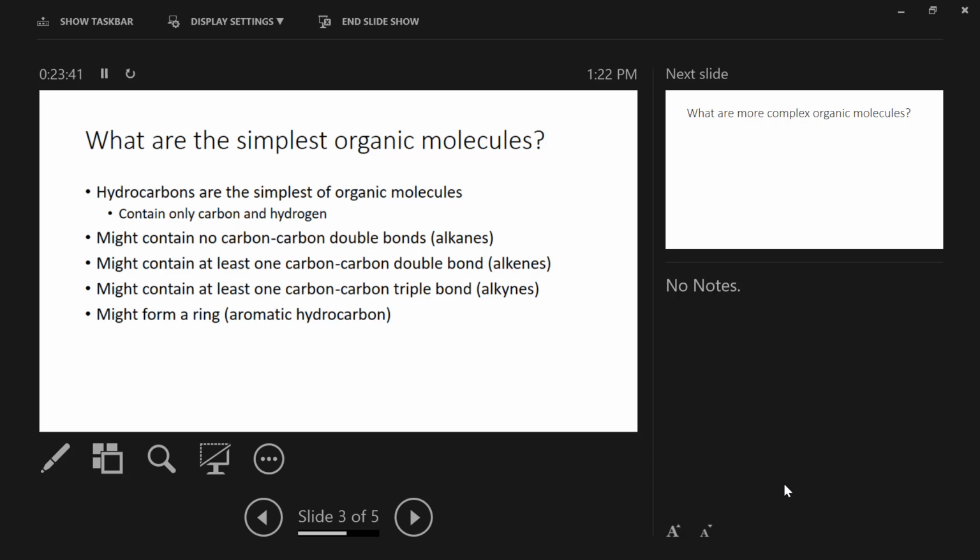Alright, so what are the simplest organic molecules? Again, for this one you can write C first point, but there are a couple of terms I want you to look up. One is hydrocarbon, and the other one is aromatic hydrocarbon. I want you to look up hydrocarbon and look up aromatic hydrocarbon. Okay, any questions about this question?